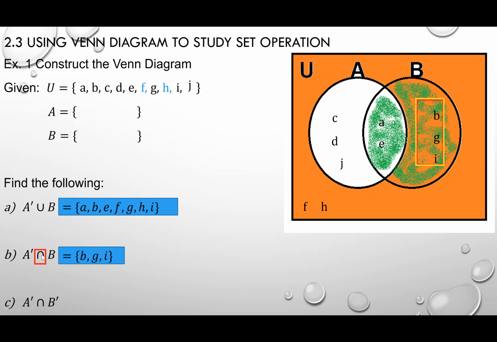Okay, the overlap region. So question with A versus B. For the answer in A, I include everything that my paint touches, and for the answer in B, I only include B, G, I.